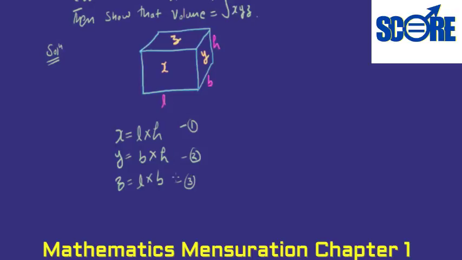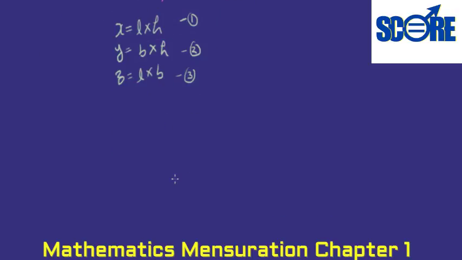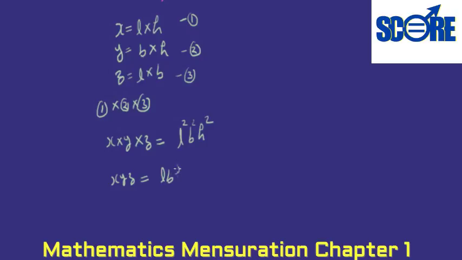Now when we multiply these three equations, 1 multiplied by 2 multiplied by 3, what do we get? We get x, y, z on the left hand side. On the right hand side, we observe the length is coming 2 times, breadth is coming 2 times, and the height is coming 2 times. So all get squared: L square, B square, H square. So x, y, z equals L, B, H the whole square. It can be written like this: x, y, z equals L into B into H the whole square.